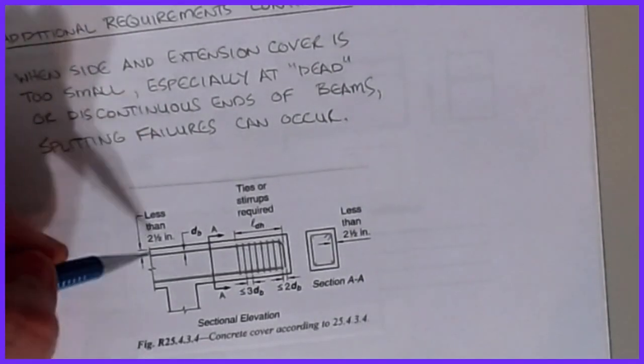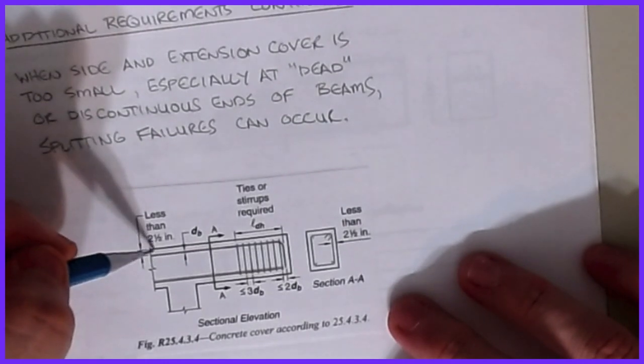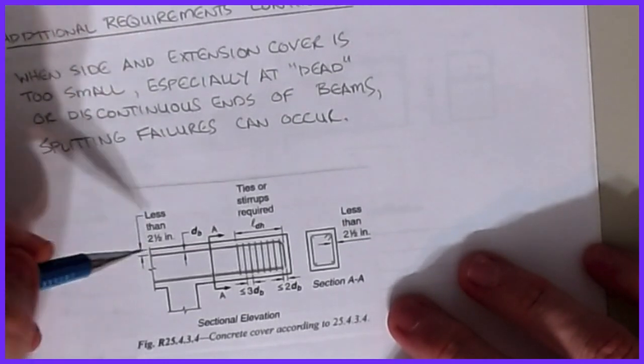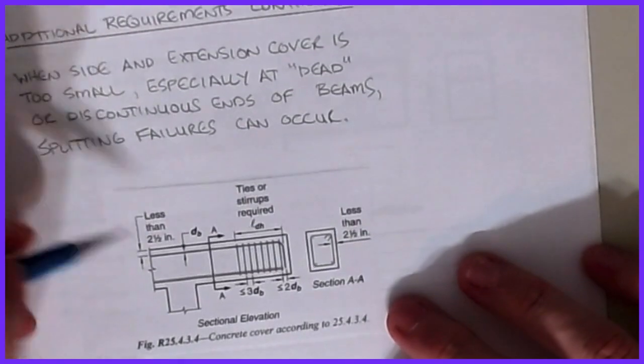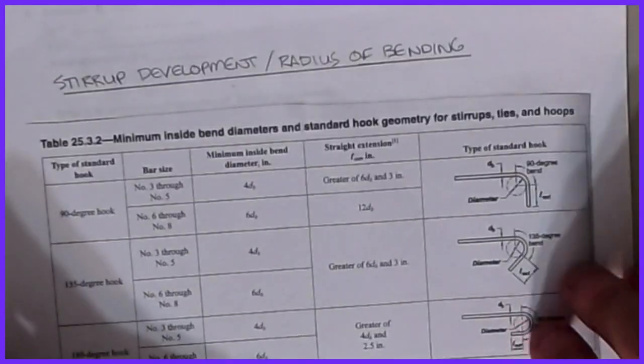Okay, and this provision also applies when you have less than 2.5 inches of cover on the end or on the top of this thing, because again, you can get a splitting failure as you try to pull that through. Okay. The other provision that's in there then has to do with the detailing of stirrups.